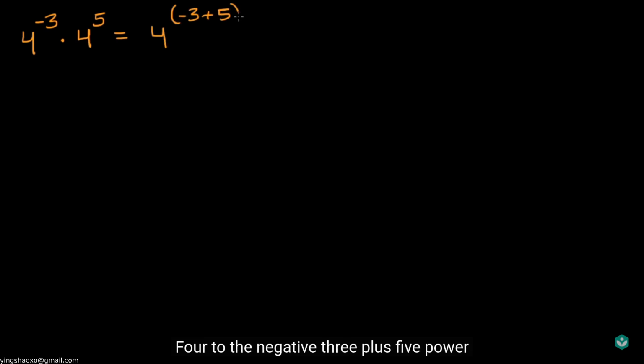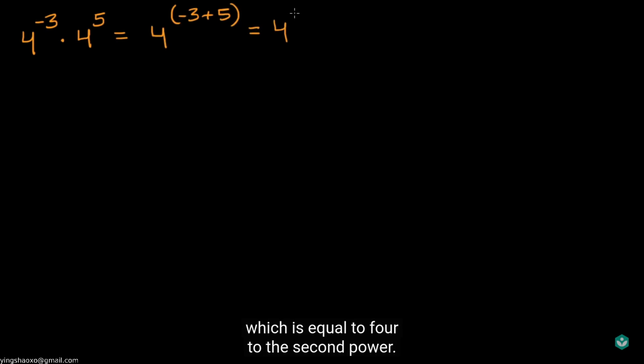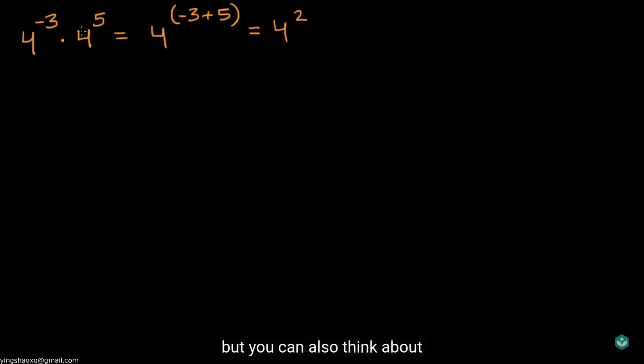Well, there's a couple of ways to do this. One, you say, oh, look, I'm multiplying two things that have the same base. So this is going to be that base, 4, and then I add the exponents, 4 to the negative 3 plus 5 power, which is equal to 4 to the 2nd power. And that's just a straightforward exponent property. But you can also think about, why does that actually make sense?